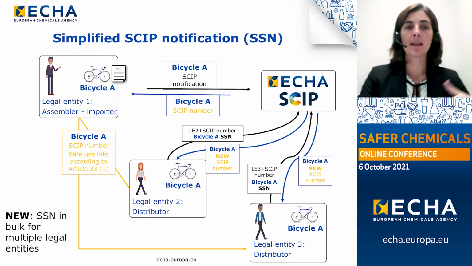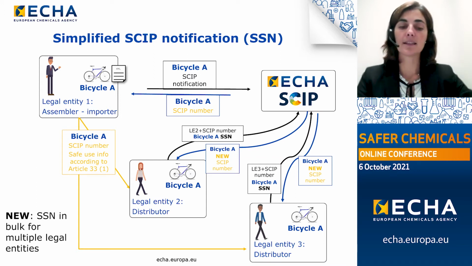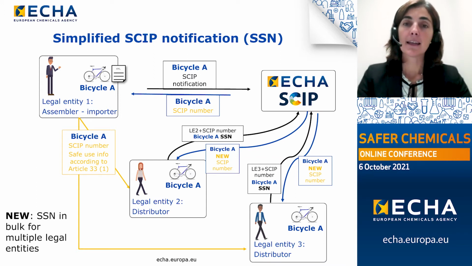How it works. Here we have a supply chain with one legal entity 1, which can be, for example, an assembler or an importer, which is placing on the market a bicycle A. It prepares the dossier with all the information that has to be submitted to SCIP and submits it to ECHA. ECHA validates the information, and if the submission succeeds, ECHA will provide a SCIP number for this bicycle A for this legal entity 1.